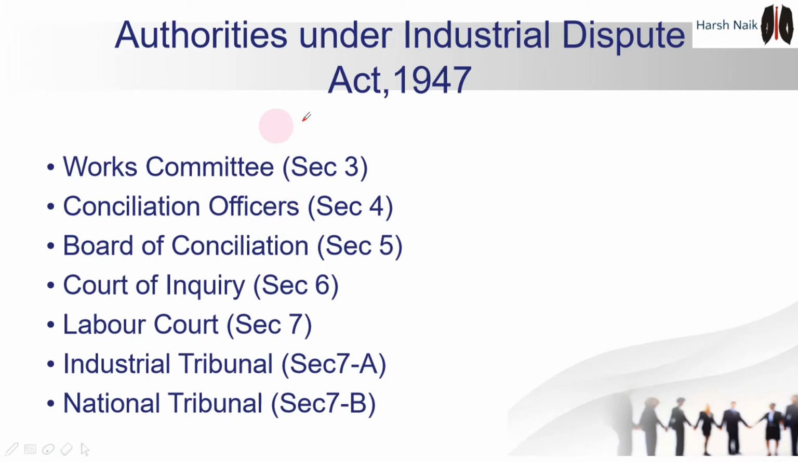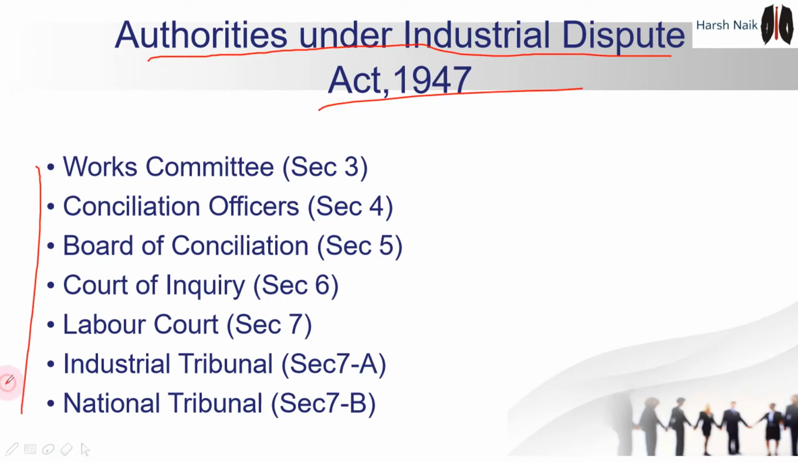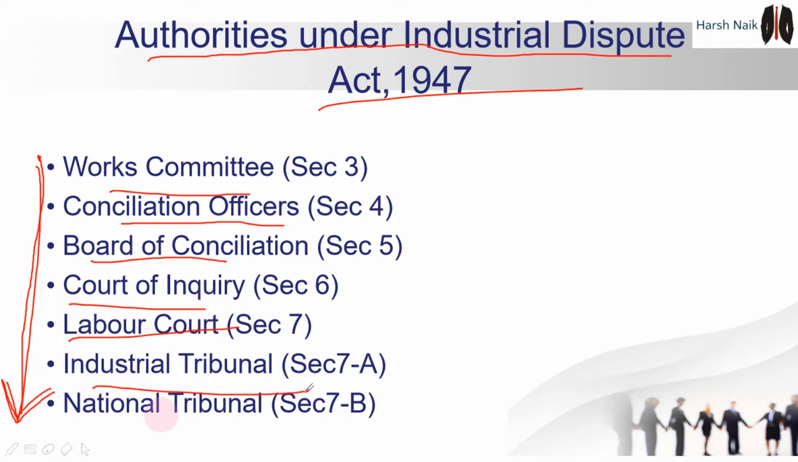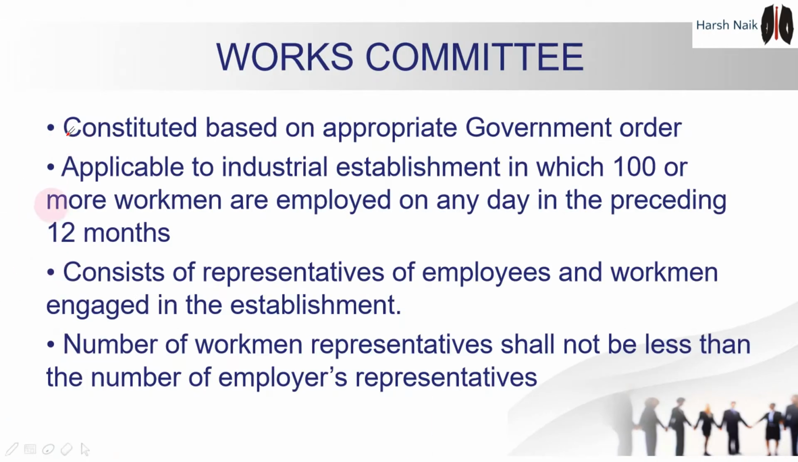Now here let us discuss some authorities that come under the Industrial Disputes Act 1947. Basically these authorities are in a hierarchical manner, starting from the lower level and going to the higher level. There are different types of authorities: the Works Committee, Conciliation Officer, Board of Conciliation, Court of Inquiry, Labor Court, Industrial Tribunal and National Tribunal. These all go from down to up level, right? Let us see one by one.